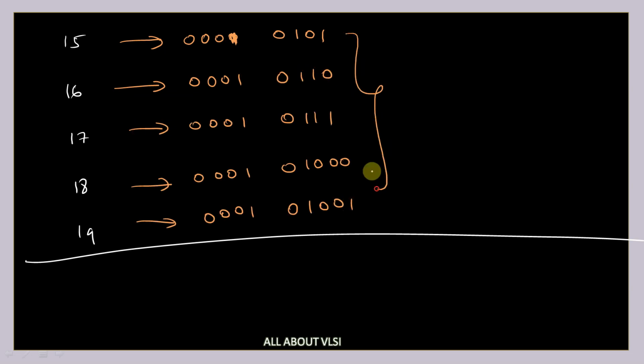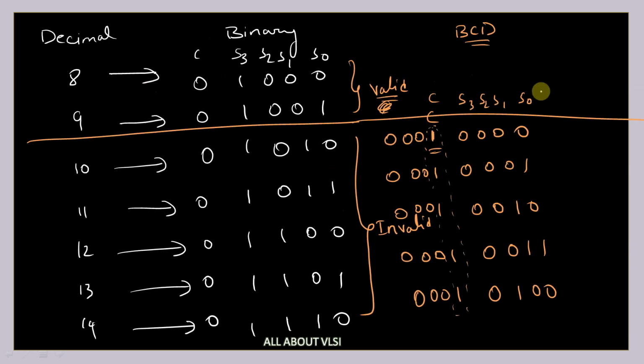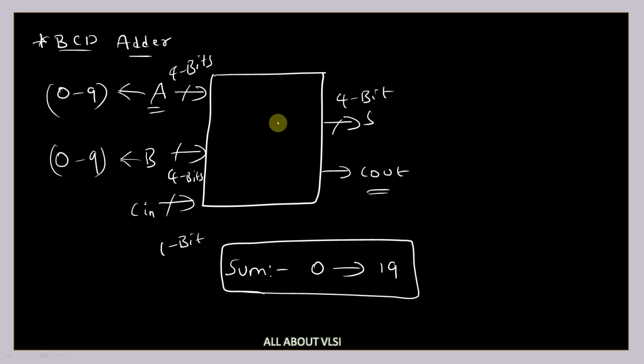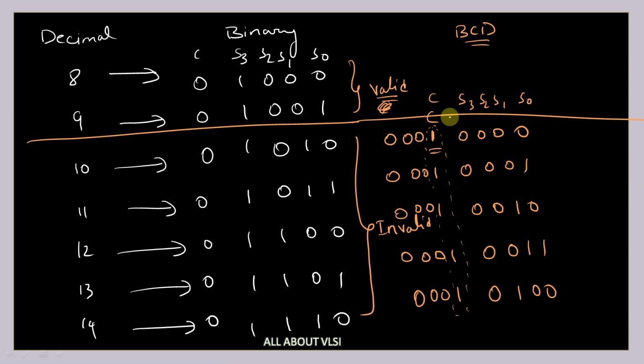Yes, so these are your BCD representations. Okay, is it clear up to here? These are your BCD representations, but the output of your black box which we have drawn here, we are not going to get the direct BCD numbers. We are going to get binary numbers only. We need to convert this binary into this BCD format.